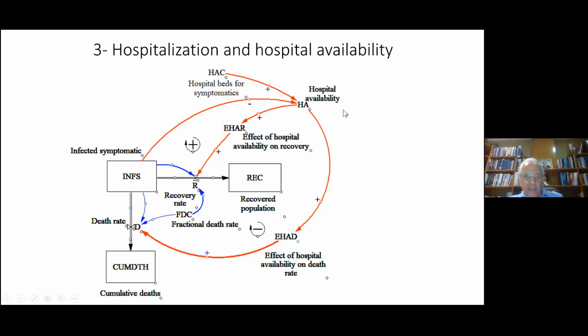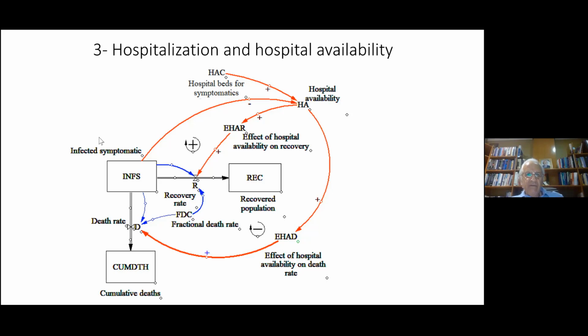Then we add hospital availability. In some societies, hospital capacity is not enough for all patients. When the number of symptomatic goes up, hospital availability would decrease. Hospital availability would impact the recovery rate and death rate. When hospital is not available for all patients, recovery rate would decrease and death rate would rise. And therefore, hospital availability would become an important issue in those societies without enough hospital beds.